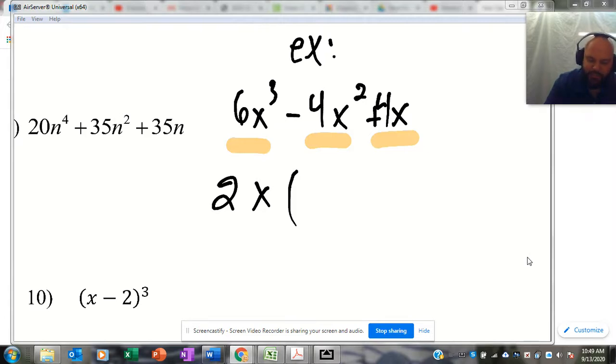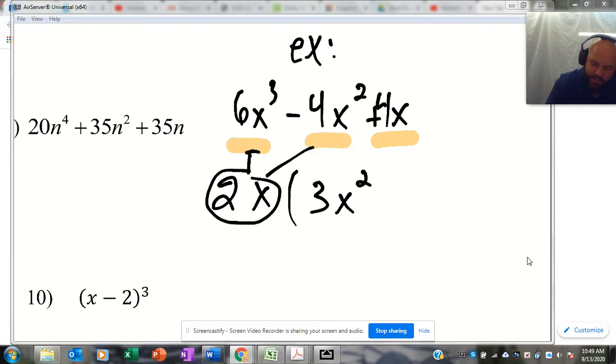we need to write what is left. So 6 divided by 2 is 3. X cubed divided by x is x squared. And now this 2x is going to divide this, it's going to divide this, and it's going to divide this because we pulled it out of those. So negative 4 divided by 2 is negative 2. X squared divided by x is x.